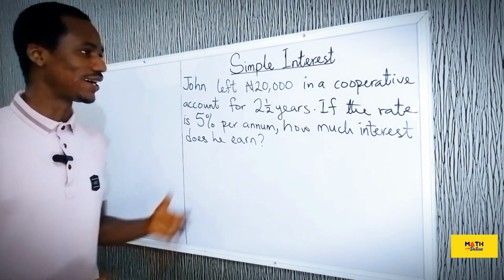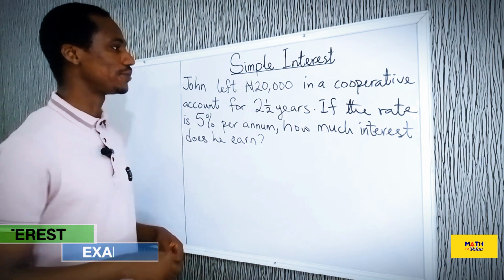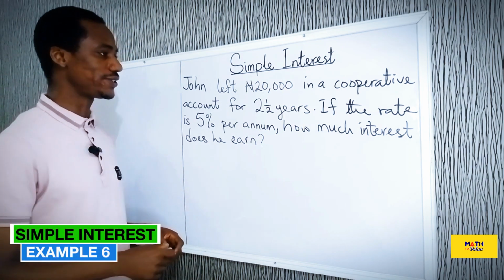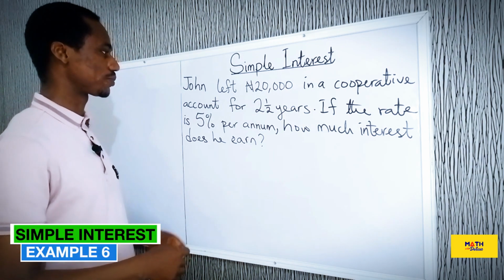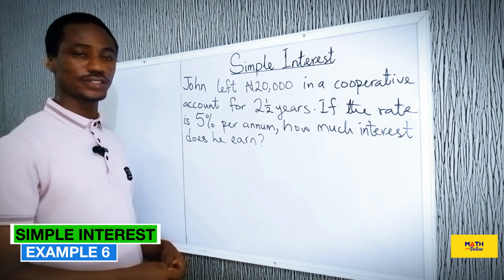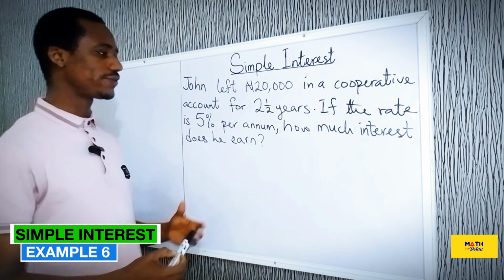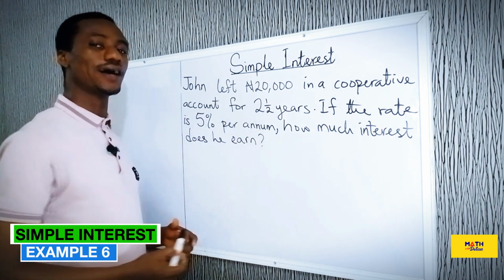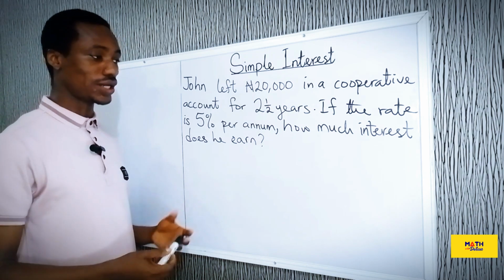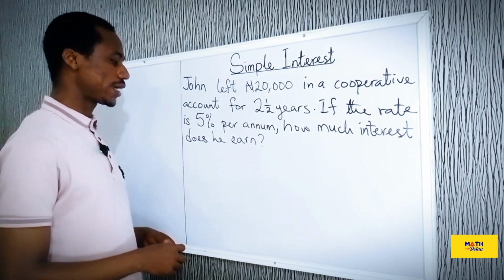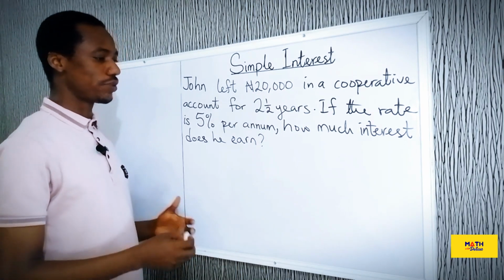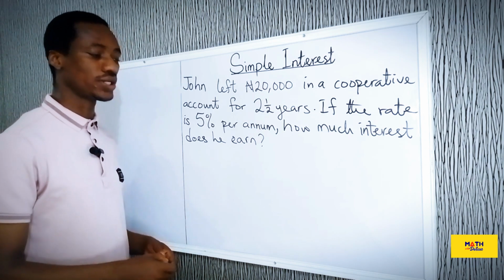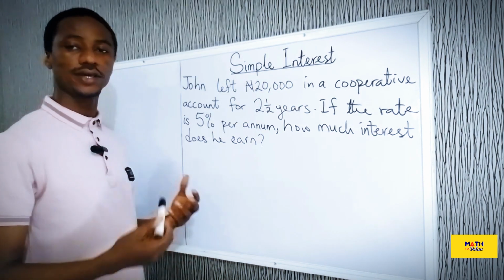All right, we're still on the simple interest series. We have another question here. John left 20,000 naira in a cooperative account for 2.5 years. If the rate is 5% per annum, how much interest does he earn?